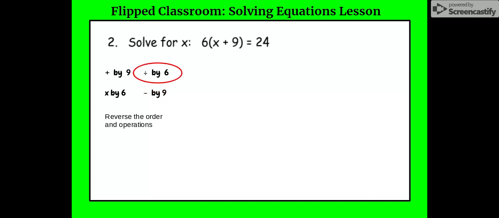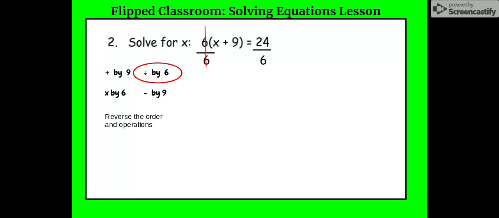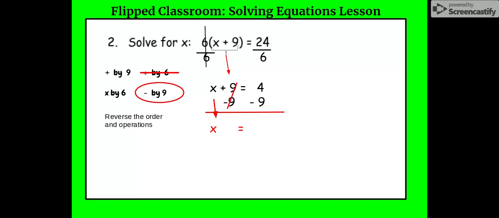Let's start with dividing by 6 on both sides. We cancel out the 6's, bring the x plus 9 down, and then in our calculator, we do 24 divided by 6 and get 4. Now that we're done with that step, cross it off. We're going to subtract by 9 on both sides. Bring down the x, bring down your equals, and now in your calculator, you put 4 minus 9 and get -5.